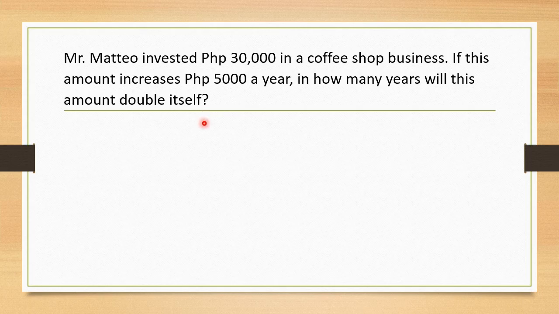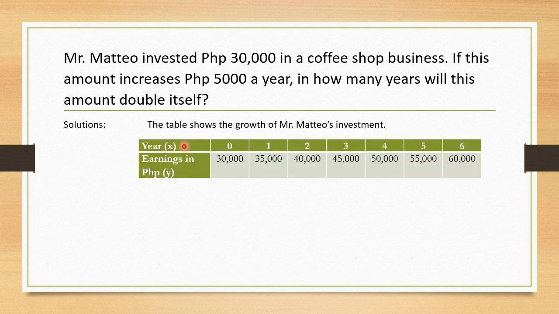Mr. Mateo invested 30,000 pesos in a coffee shop business. If this amount increases 5,000 a year, in how many years will this amount double itself? Now let's use a table to show Mr. Mateo's investment. So we have the number of years and each corresponding amount for each year.